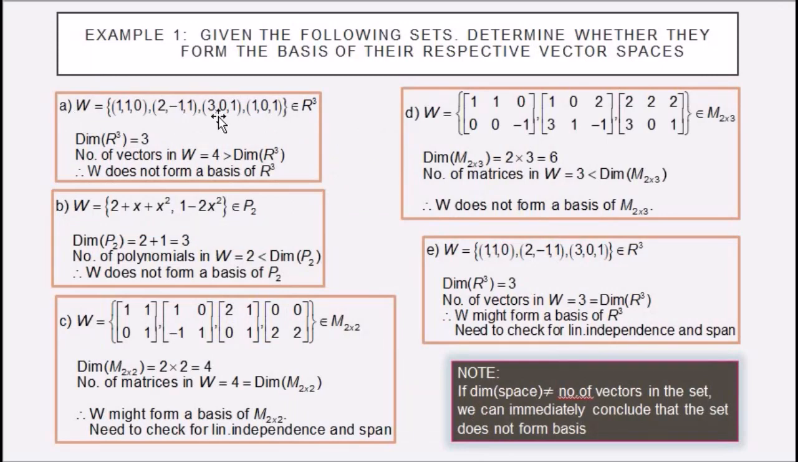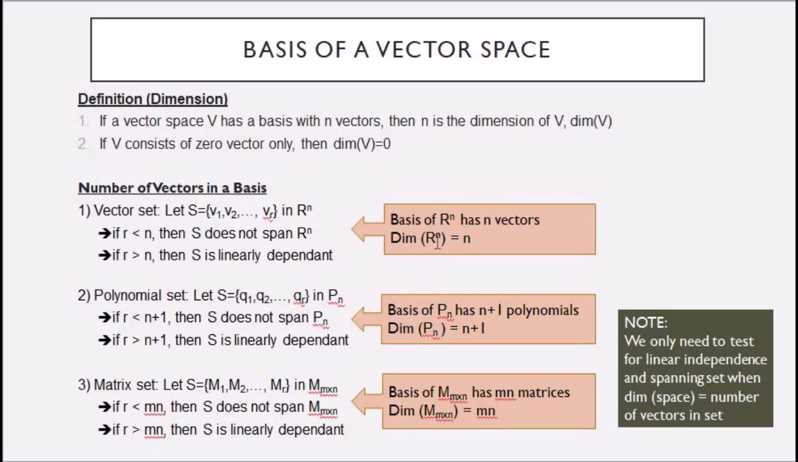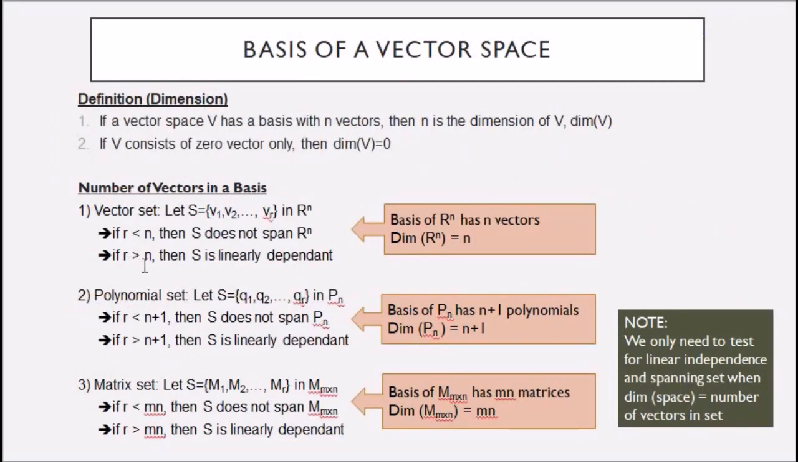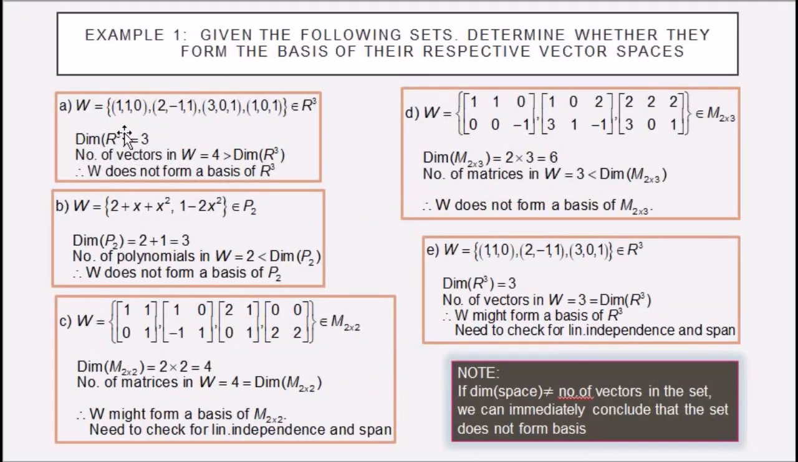Okay, back to example 1. W is an element of R3. To find the dimension of R3, from here, dimension Rn is equal to n. So dimension R3 equals 3. To find the number of vectors in W, let's count: 1, 2, 3, 4. 4 is more than 3. When r is more than n, then S is linearly dependent. So W is linearly dependent. Therefore, W does not form a basis of R3.